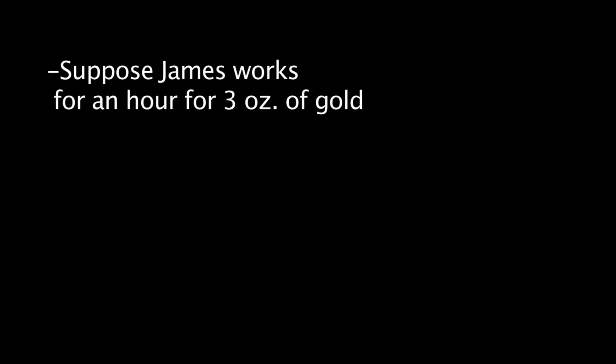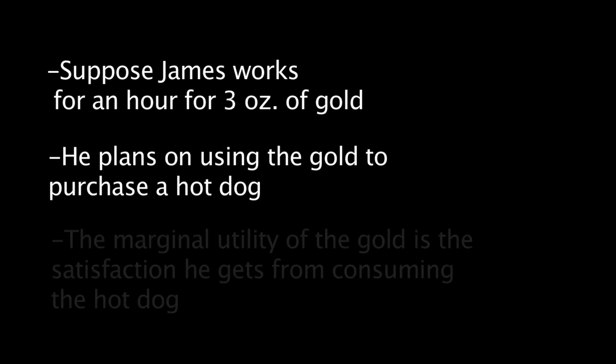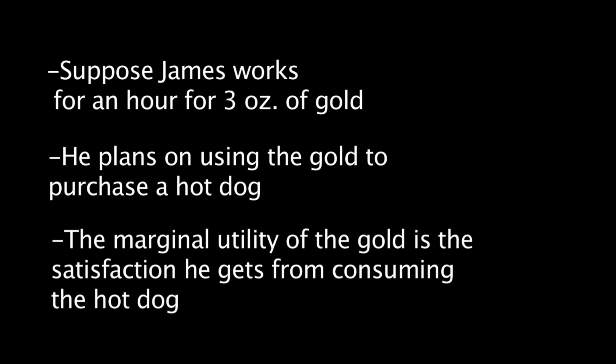For example, if we suppose that James sells his labor to acquire 3 ounces of gold, then the marginal utility of this gold is what he expects to buy with it. For instance, if James is able to buy a hot dog with 3 ounces of gold, then the marginal utility of this gold is the psychic satisfaction he gets by consuming the hot dog.